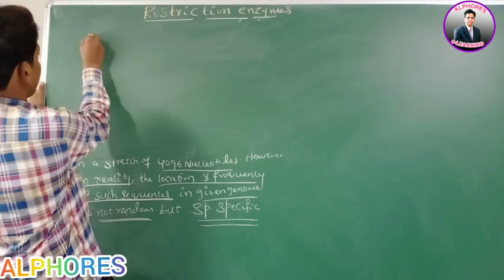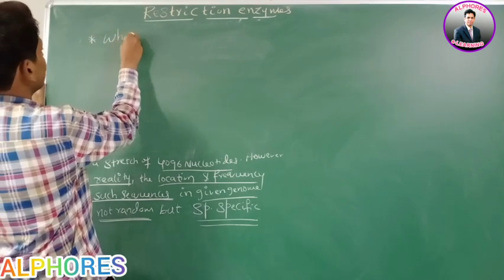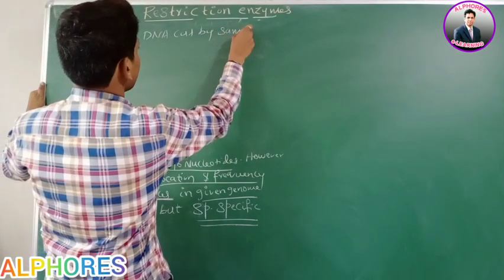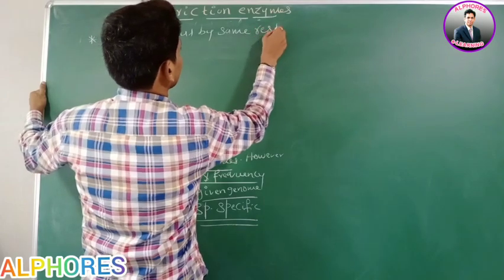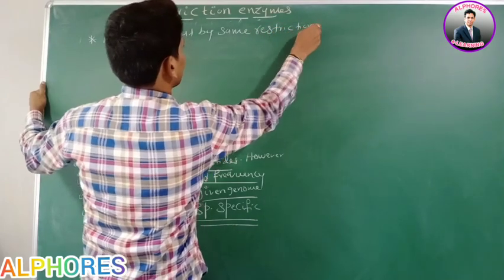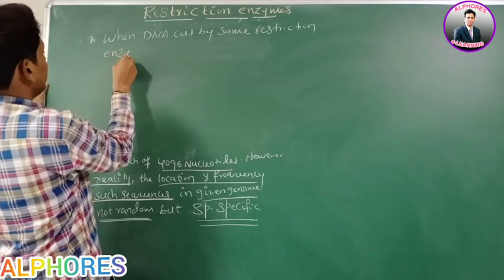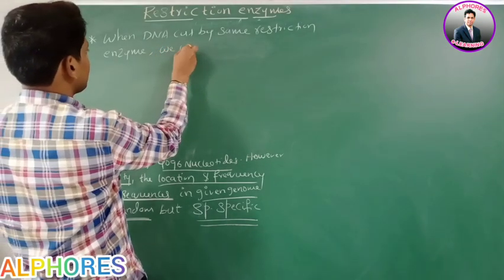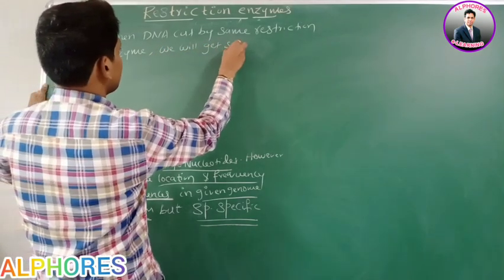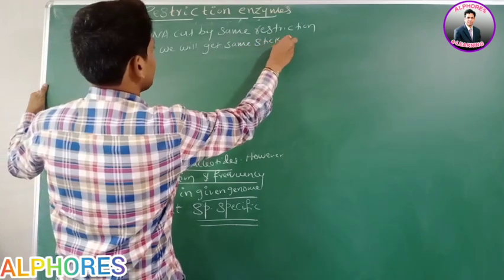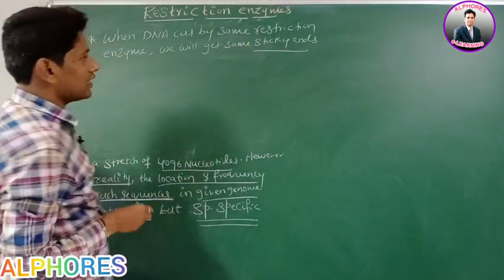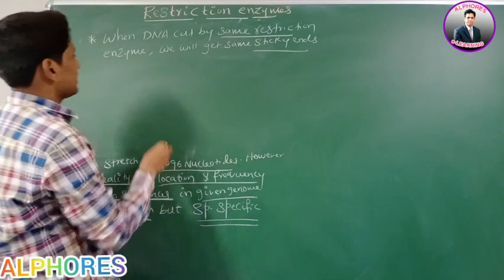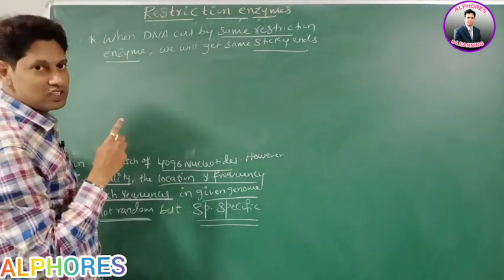Now listen to this statement. When DNA is cut by the same restriction enzyme, we will get the same sticky ends. When will we get the same sticky ends? If we cut the DNA by the same restriction enzyme, we will get the same sticky ends.